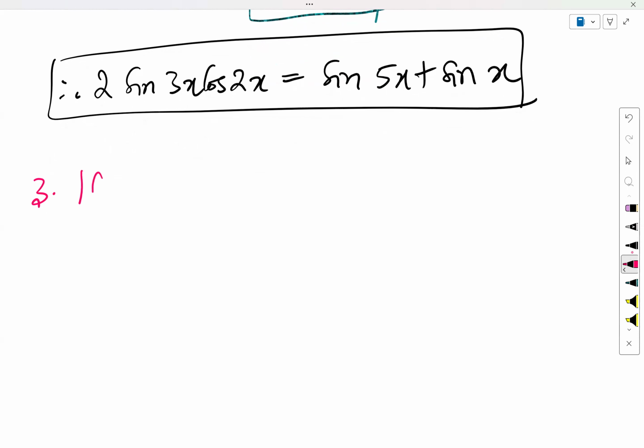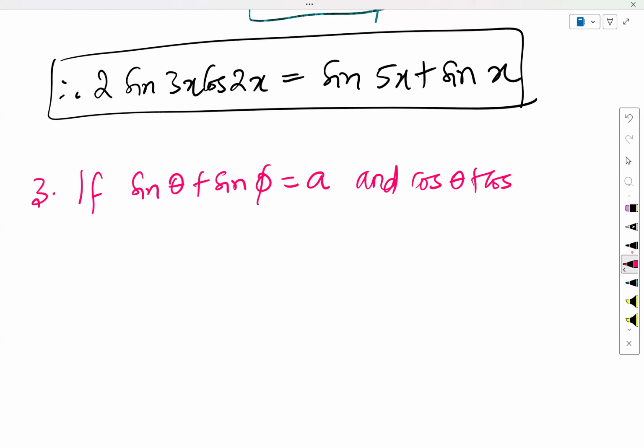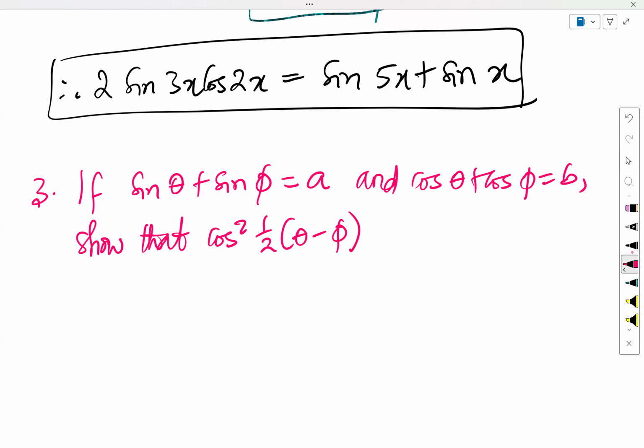Example 3 says, if sine theta plus sine phi is equal to A, and cos theta plus cos phi is equal to B, we are required to show that cos squared of half into theta minus phi is equal to 1 over 4 into A squared plus B squared, like that. So that's what we have.